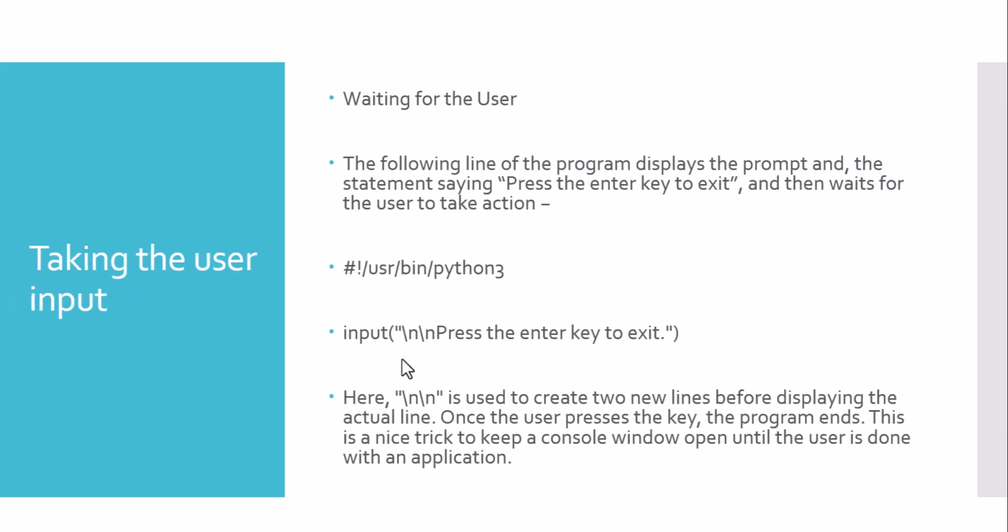Taking the user input means you can take the user input also. When the user presses something, only then is the next line going to execute. The following line of the program displays the prompt and the statement saying press the enter key to exit, and then waits for the user to take an action. See, this is the line, okay. When you write this line, it is taking the input from the end user. When the end user presses the enter key, then it will exit, okay.